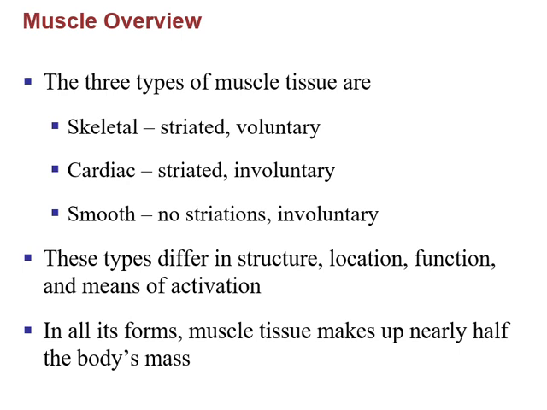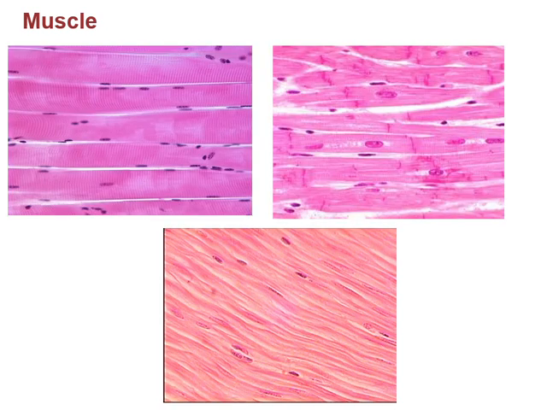And no matter the type of muscle, it always makes up a fair amount of the body's mass, about half of the body's mass. And no matter the type, there are going to be differences in structure, location, function, and means of activation for the different types of muscle tissue. You're probably most familiar with images like this, histology images showing you the different types of muscle tissue.